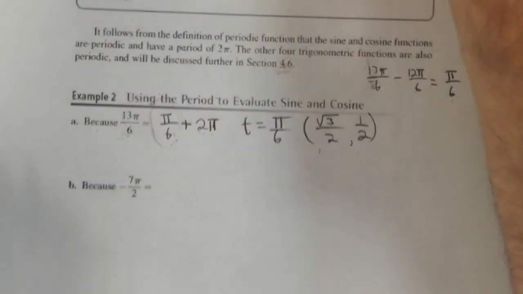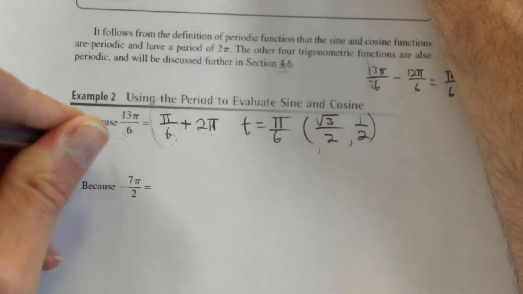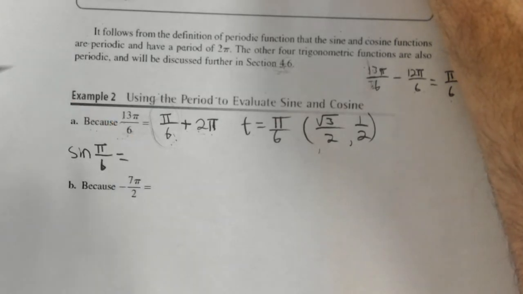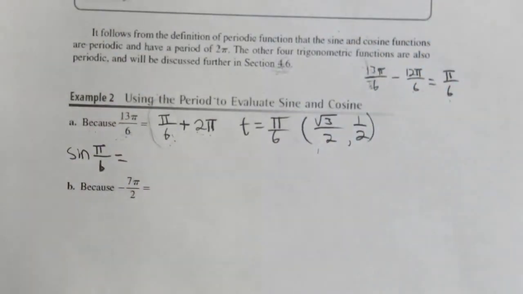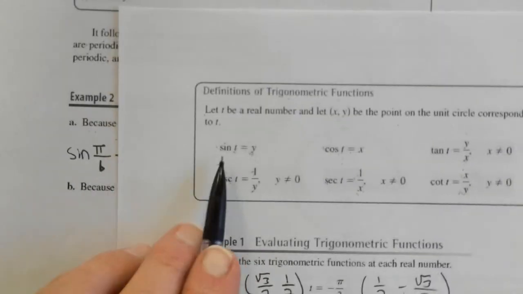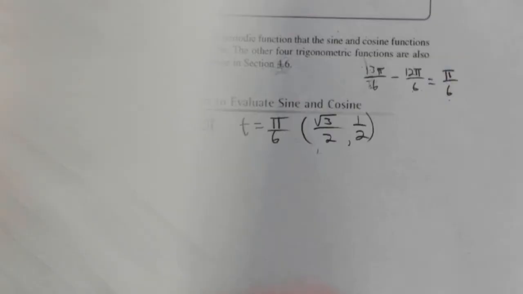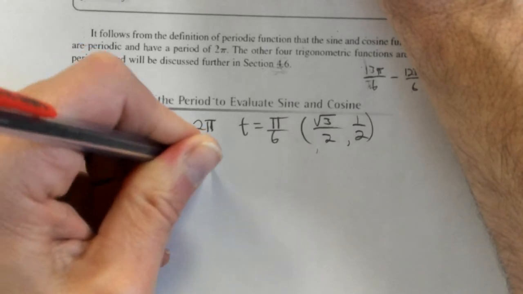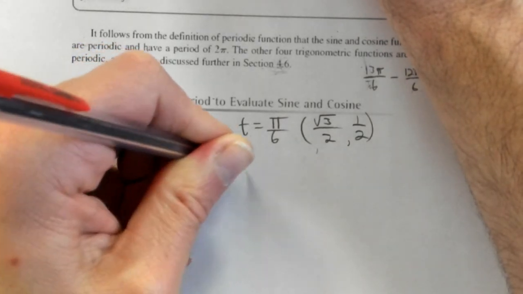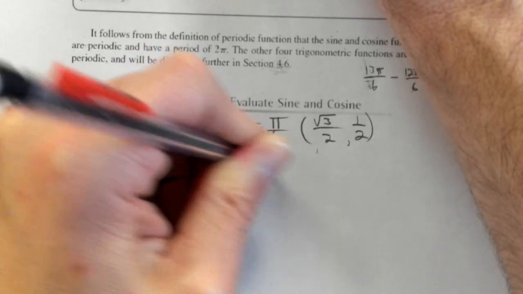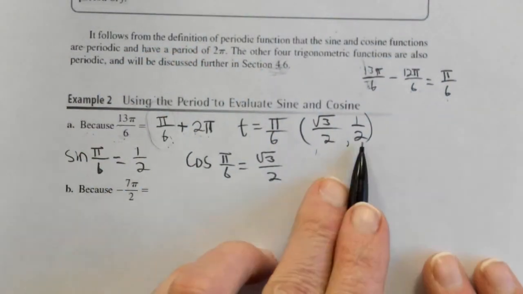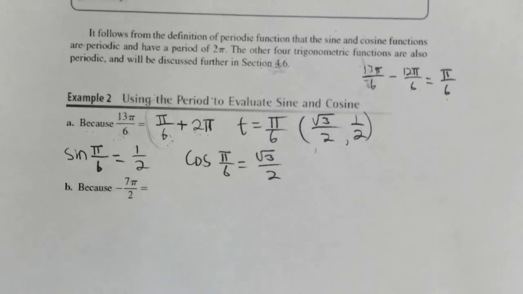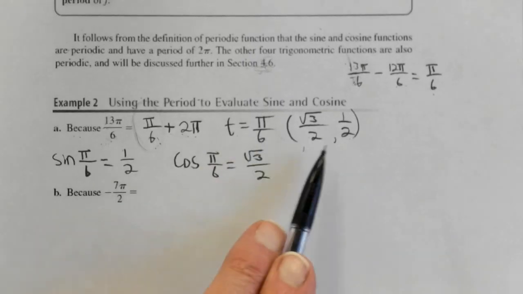Now I can evaluate sine and cosine. I want to know the sine of pi over 6. Remember, that's going to be equal to the y coordinate. Remember from the other lesson, sine of t is equal to y. So what's our y coordinate here? 1/2. And the cosine of pi over 6 is going to be the x-coordinate, which is square root of 3 over 2. Remember, y is always the sine, and x is always the value of cosine. So we can get that pretty easily once we know what this value is and get this point.